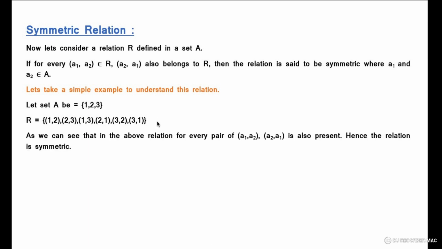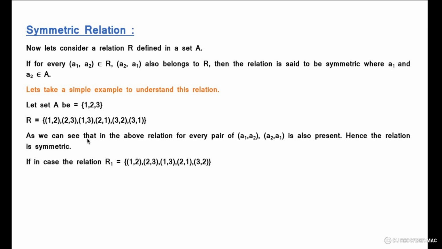As we can see in the above relation, for every pair (A1, A2), (A2, A1) is also present. Here you see (1, 2), you have (2, 1). (2, 3), you have (3, 2). (1, 3), you have (3, 1). So for every pair which is in the form (A1, A2), we have its symmetric form, that is (A2, A1) is also present in the relation. So this relation is a symmetric relation.